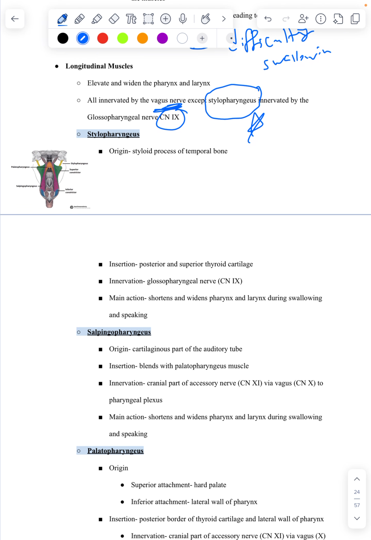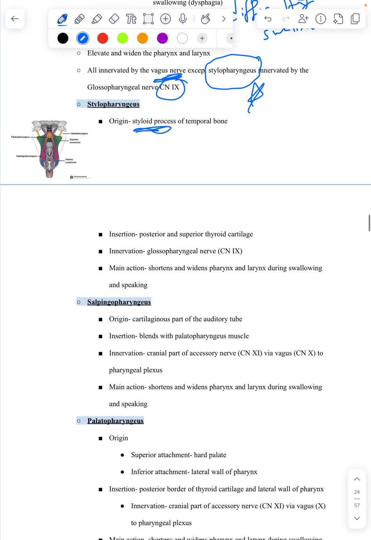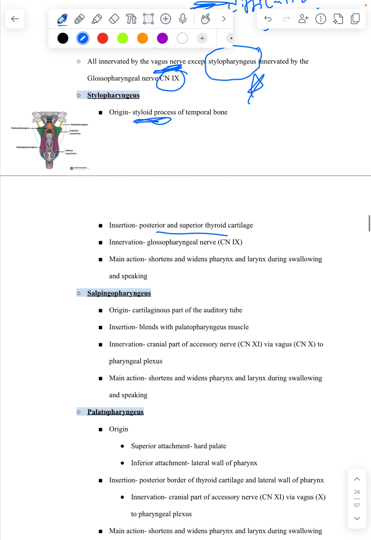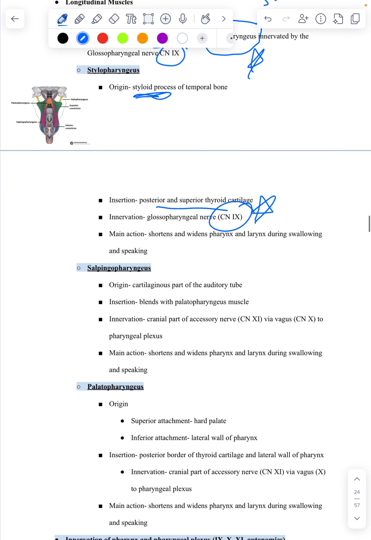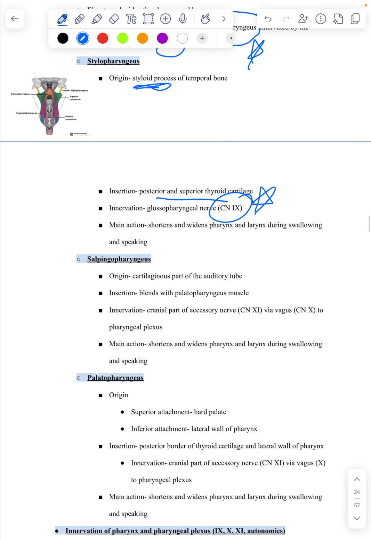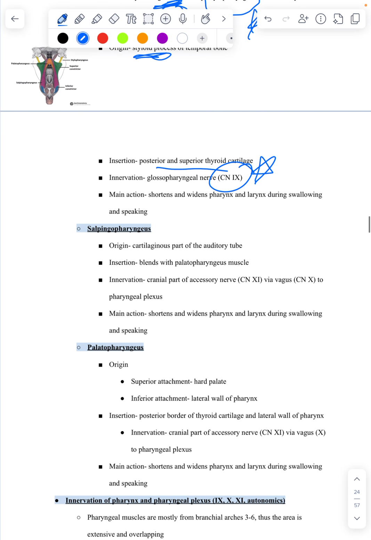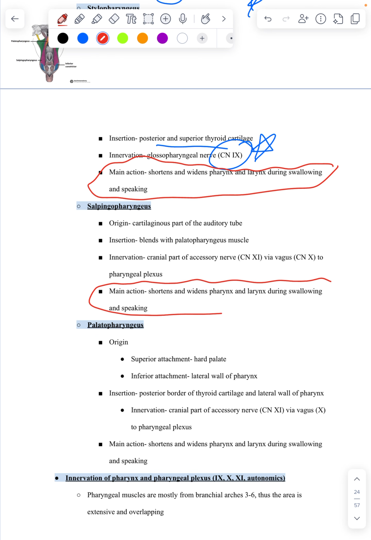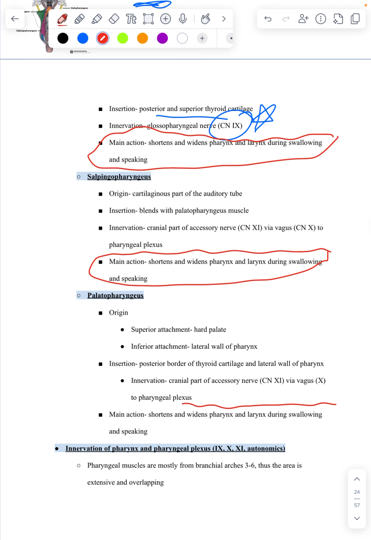So stylopharyngeus originates at the styloid process of the temporal bone, inserts at the superior thyroid cartilage. This is important. It's the only cranial nerve 9 one. Shortens and widens the pharynx during swallowing and speaking. Now, salpingopharyngeus. The main actions are going to be the same for everything, so I'm going to just circle these in red. They're all going to do the same exact thing.